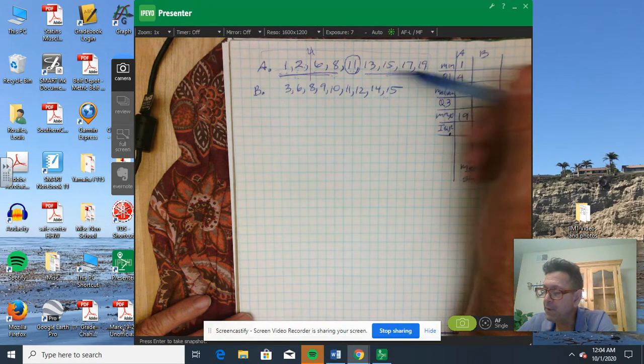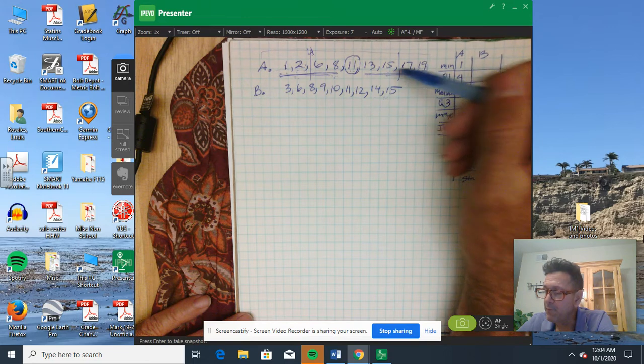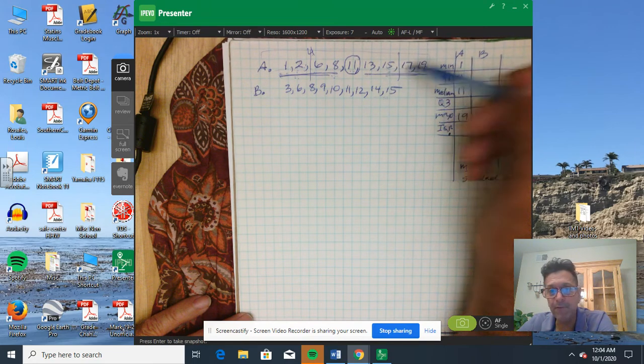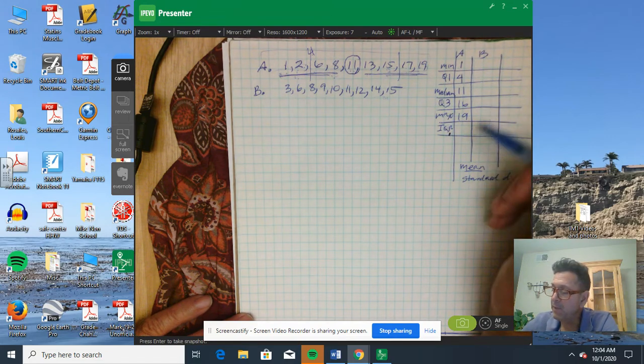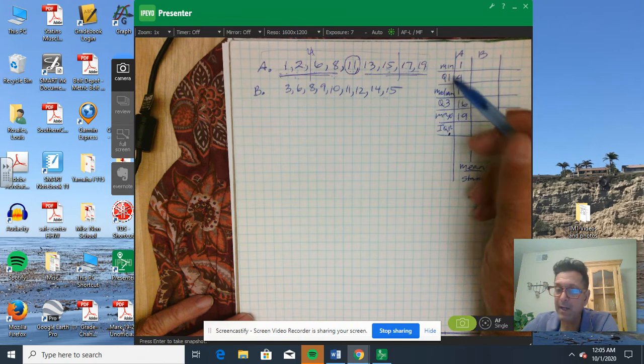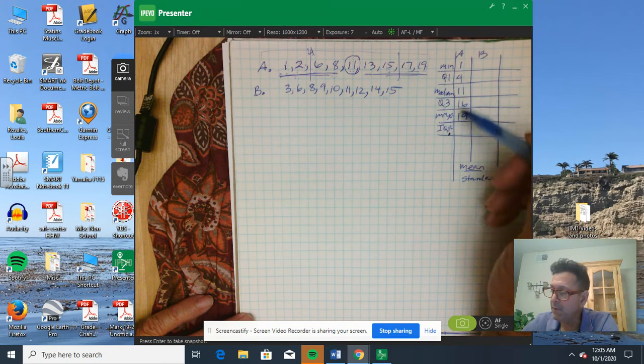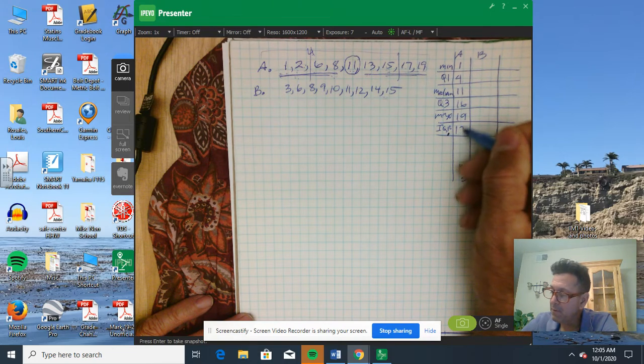We do the same thing up here. Halfway between 15 and 17 is 16. And we can calculate our interquartile range now. Q3 minus Q1 is our interquartile range. So 16 minus 4 gives you 12.